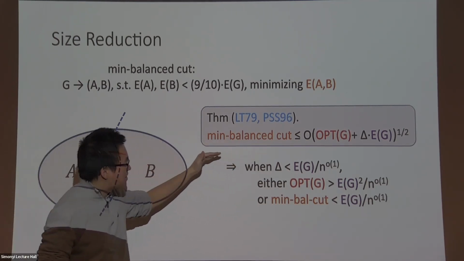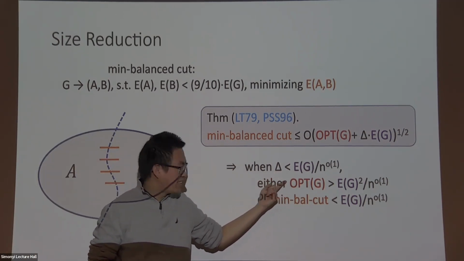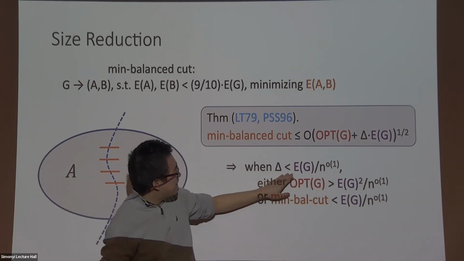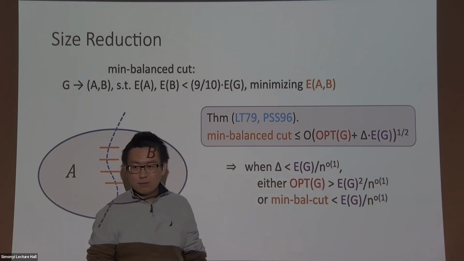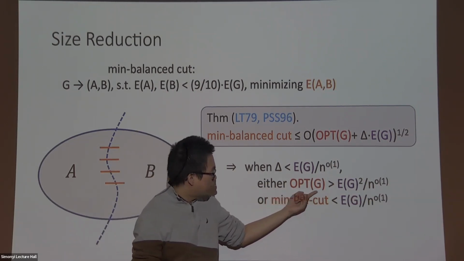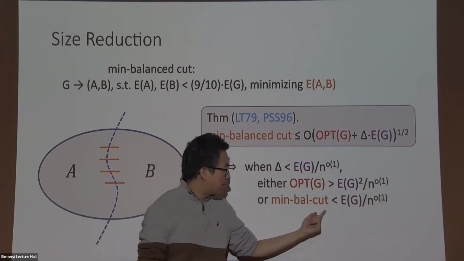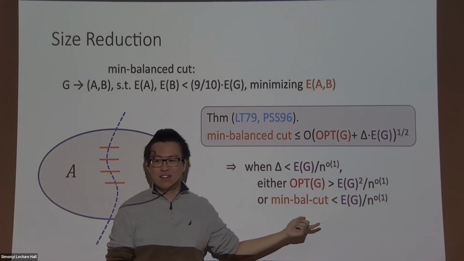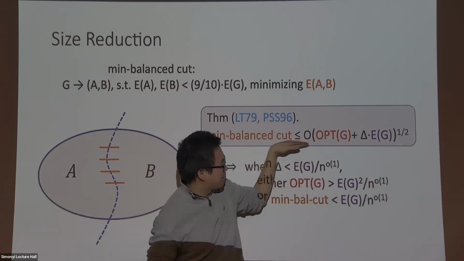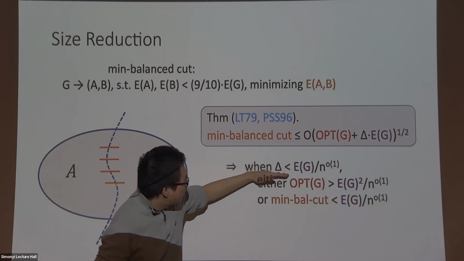But what it's saying is, as long as the max degree of the graph is not crazy, and crazy means one vertex takes almost all edges, so it's less than E_G to the little o of one, then either we can guarantee that OPT is approximately E_G squared, or we can show that the balanced cut is less than the number of edges by a factor. This is just an observation from this inequality. So as long as the max degree is not crazy.